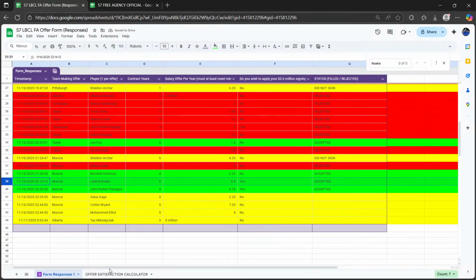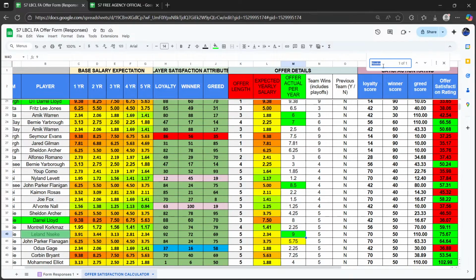Okay, Gage. Let's see if Muncie snagged Gage also. They did not. Not good enough. If I had to guess why, my guess would be it's related to not enough salary offer. I think that in round one, especially, players are really expecting bigger deals.